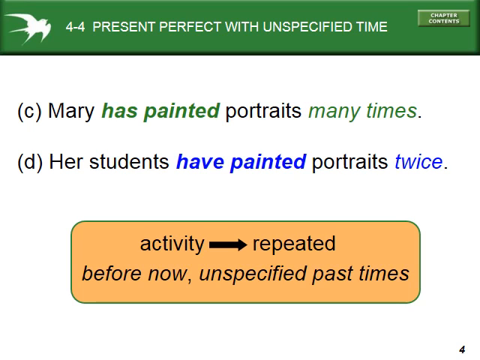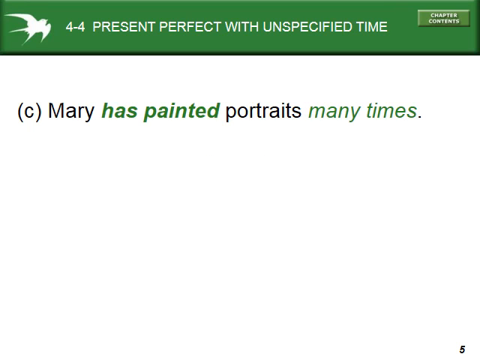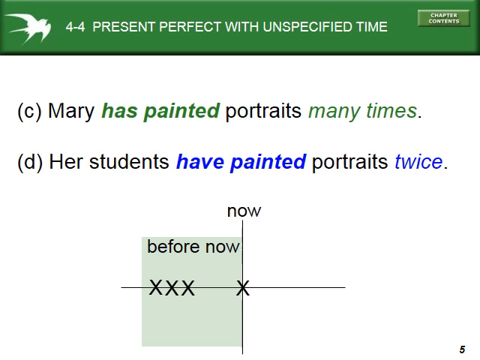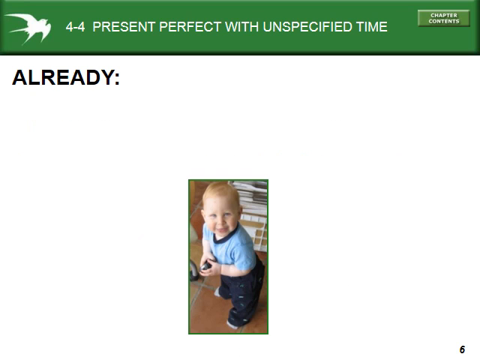So Mary has painted portraits many times. Do we know the exact times when she did it? No. Her parents have painted portraits twice. Again, we don't know when. All we know is that it was before now. So again, if we look at this graph, we're saying that this is happening many times before now, but we don't know exactly when these things happened.